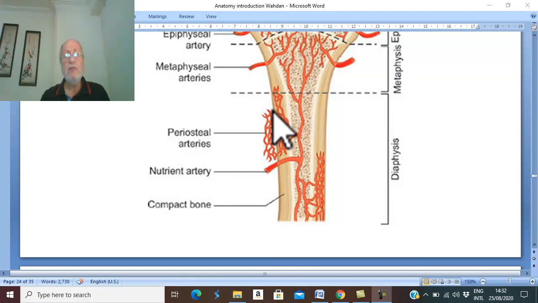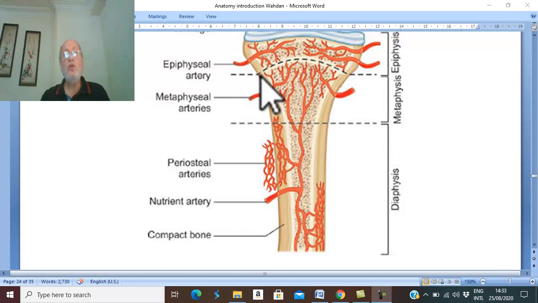The outer layer around the bone is the periosteum. There are many blood vessels supplying the periosteum, called periosteal arteries. The periosteal arteries are extensive and anastomose with all the previous arteries: the nutrient artery, the metaphyseal arteries, and the epiphyseal arteries. The periosteal arteries supply the outer third of the thickness of the cortex.